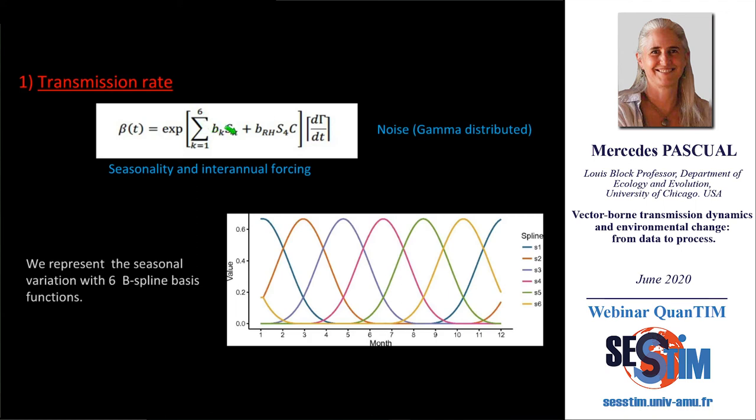These S_k are a basis of what are called B-splines. And this is interesting because this is a very flexible way, because this sum will essentially capture and be able to represent any shape of the seasonality, basically by using these six functions that are known as B-splines. And what we do is we know that this is the fourth one here, S4. We know that it was during this time that humidity pre-transmission seemed to be acting.